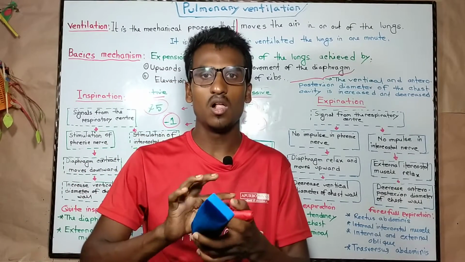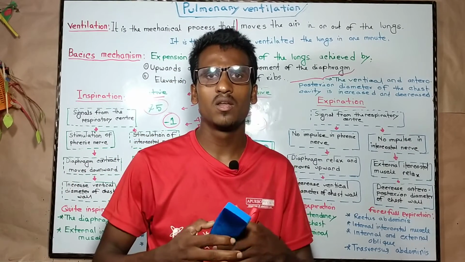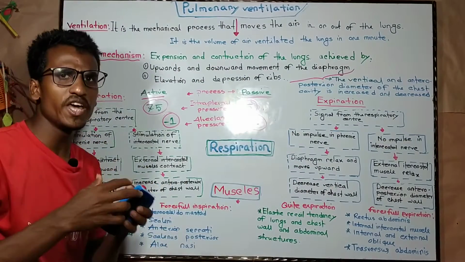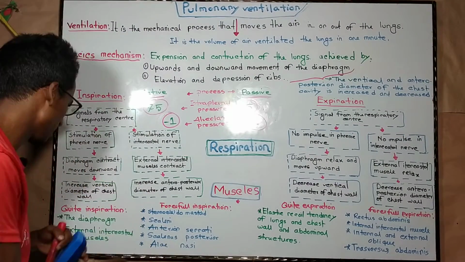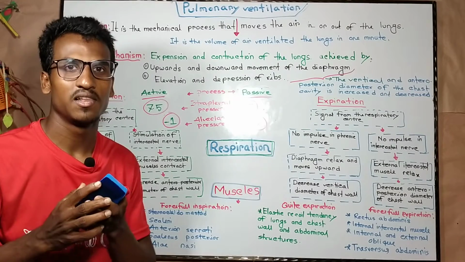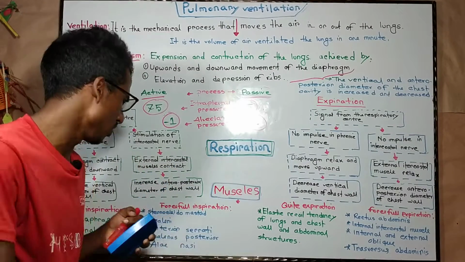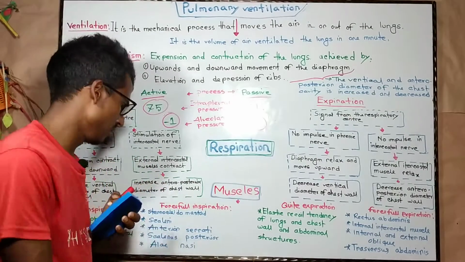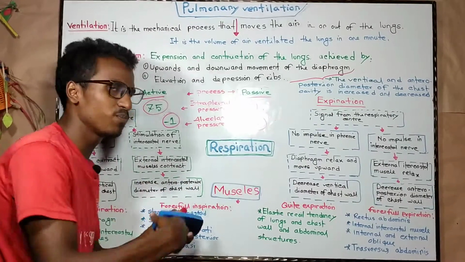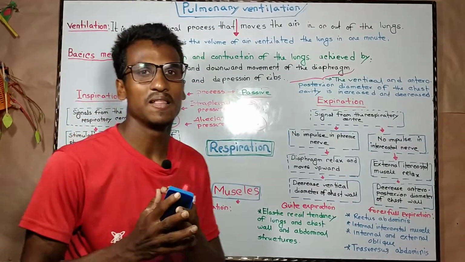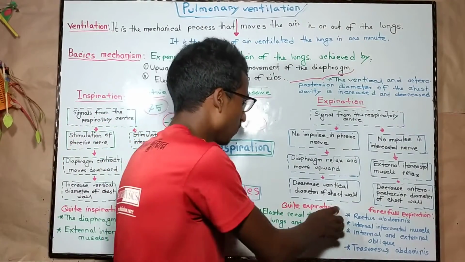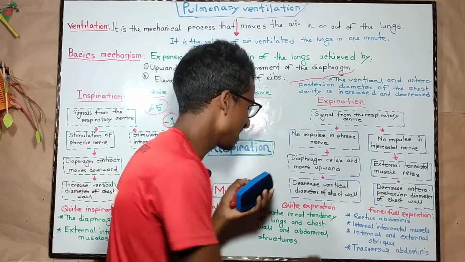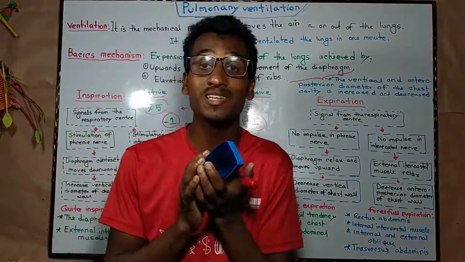At last, look at the muscles involved in respiration. Firstly, in case of quiet inspiration, the muscles are the diaphragm and external intercostal muscle. In case of forceful inspiration, here lots of muscles: sternocleidomastoid muscle, scalene muscle, serratus anterior muscle, scalenus posterior and at last alae nasi. Here, in case of quiet expiration, it's achieved by the elastic recoil tendency of lungs and chest wall and abdominal structures.